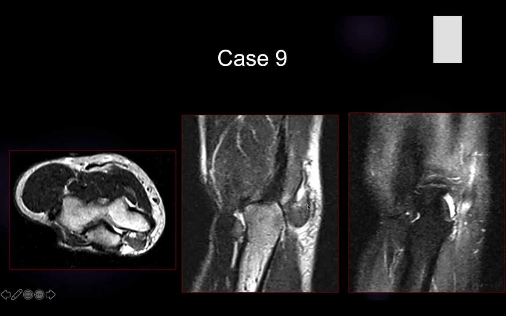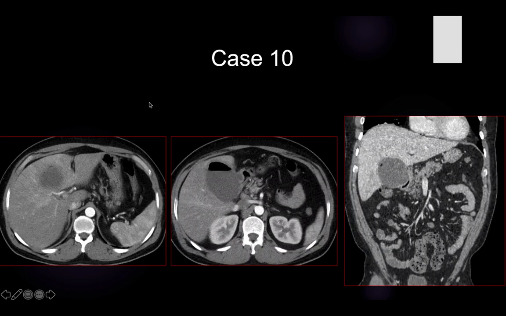This muscle is accessory and usually not present in most individuals. It is a normal variant, and in this patient it is causing entrapment of the nerve and causing ulnar nerve neuropathy.